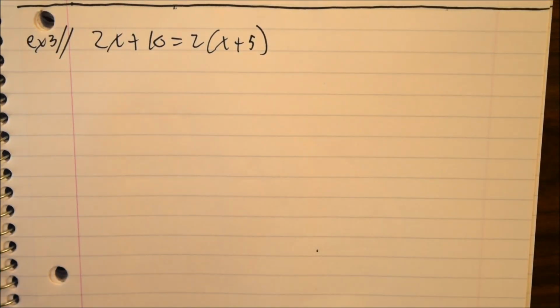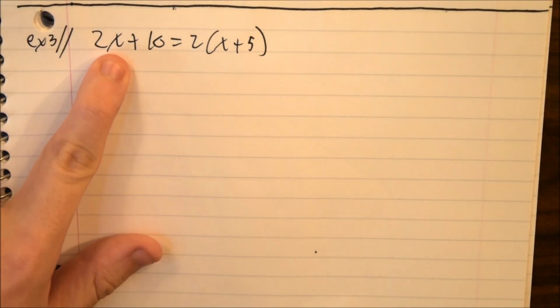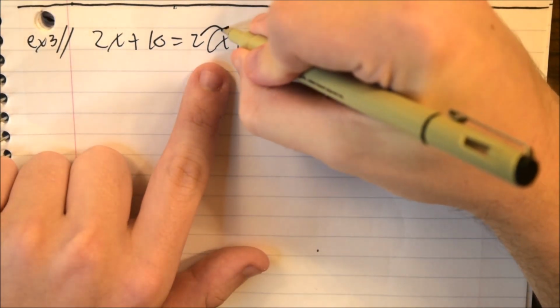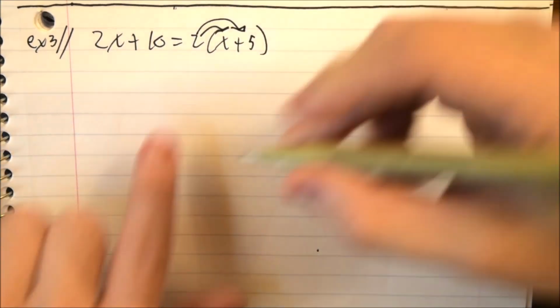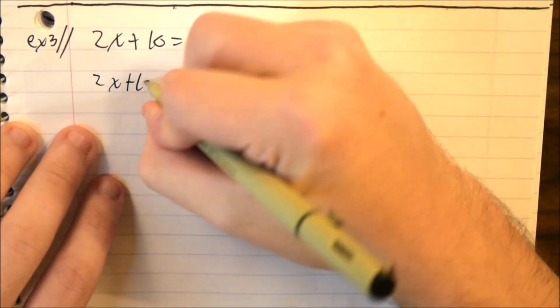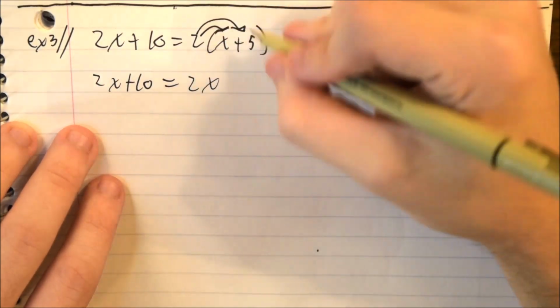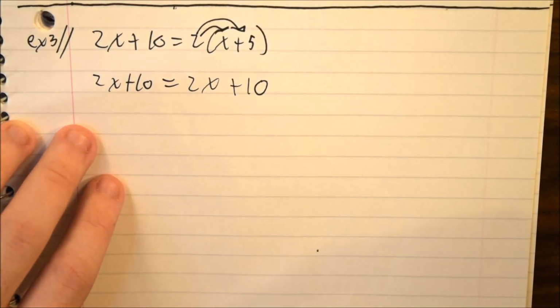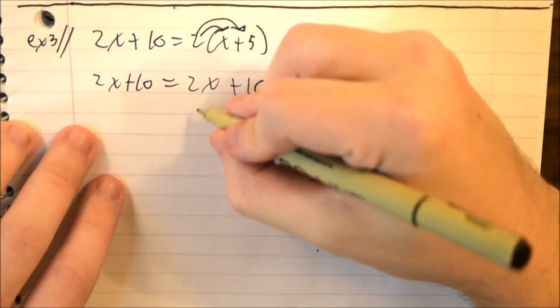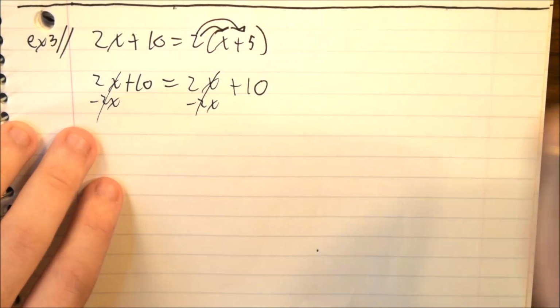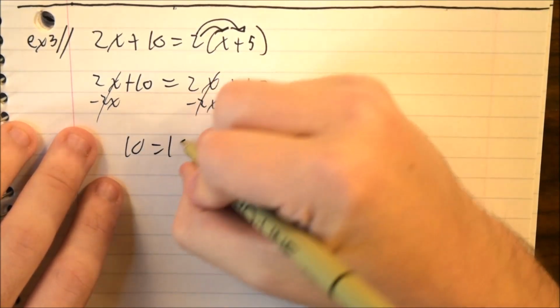We want to multiply and distribute. Okay, left-hand side's good to go. Right-hand side, I got to distribute this 2 inside of here. So I get 2x plus 10 equals 2 times x gives me 2x, 2 times 5 gives me a plus 10. If I subtract 2x from both sides, these cancel, and I get 10 equals 10.